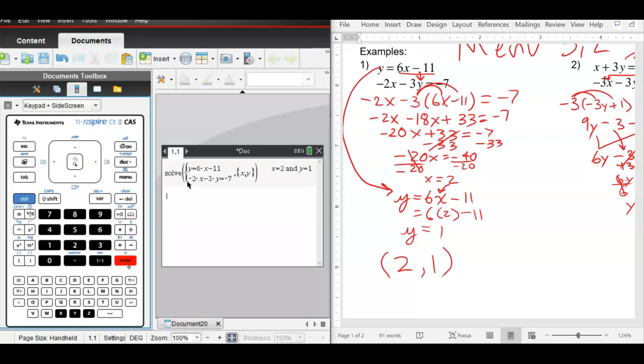But for mine, do you see how it matches? X is 2, y is 1. That's what I got here. X is 2, y is 1. Right? Would you all agree that this is a good way to check your work, right?